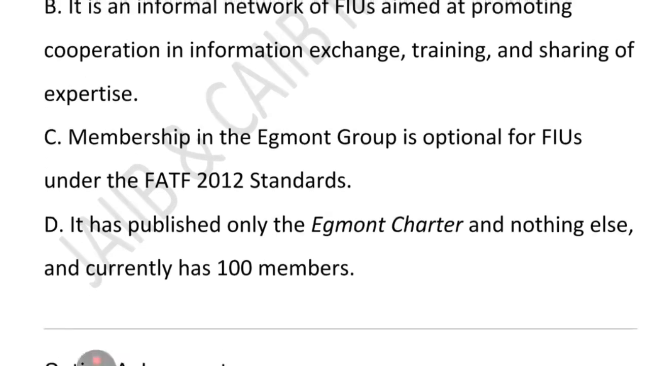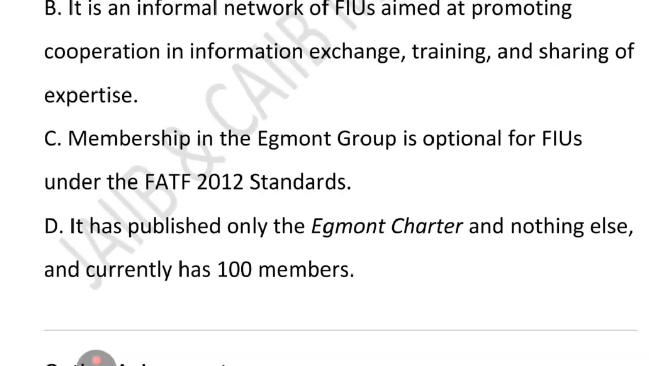What about option D? So option D is also wrong because they have published more than just the charter. It says they have published only the Egmont Charter. No, they have published more than the Egmont Charter, like guidelines on information sharing. They now have 151 members, not 100. That's why option D is incorrect. Saying they only have one document is like saying YouTube has only one rule. No, there is way more.